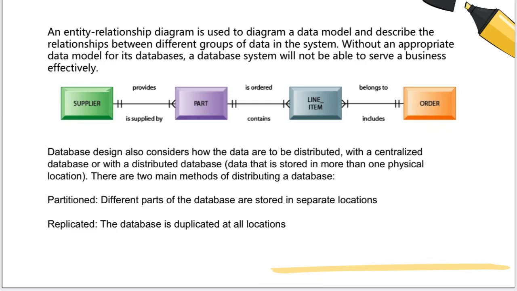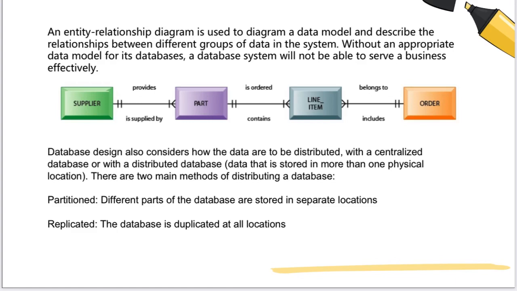An entity relationship diagram is used to diagram a data model and describe the relationships between different groups of data in the system. Without an appropriate data model for its database, a database system will not be able to serve a business effectively. As we can see from the table, the supplier is supplied by part, and the part provides the data for the supplier. So different tables are connected to each other.